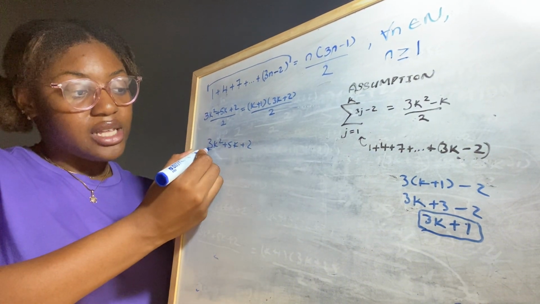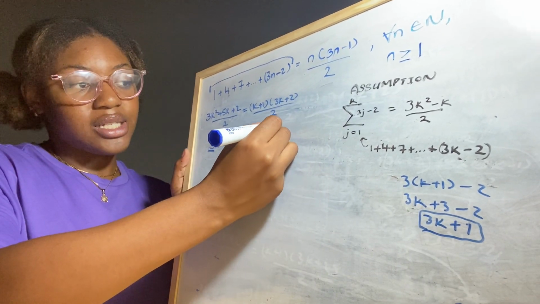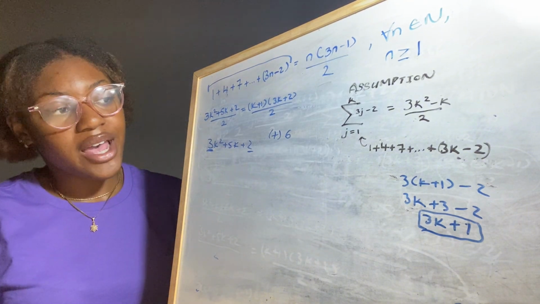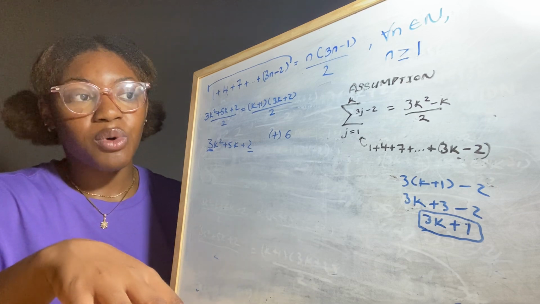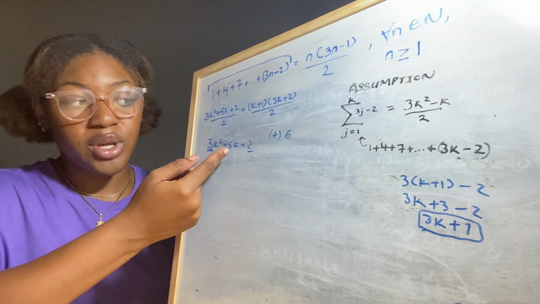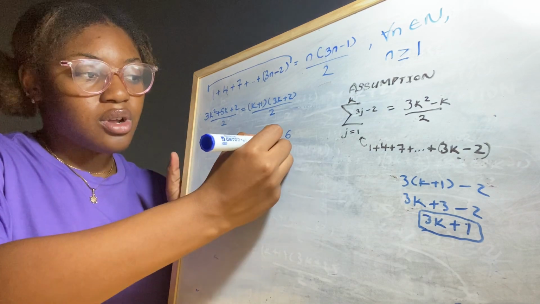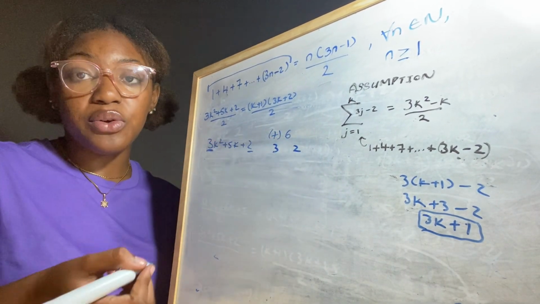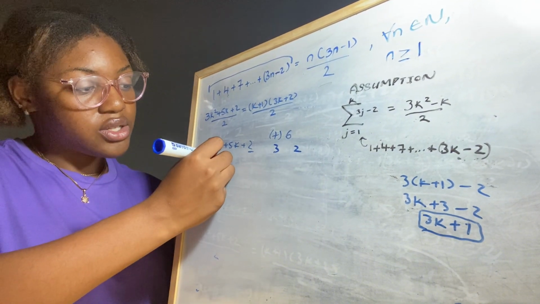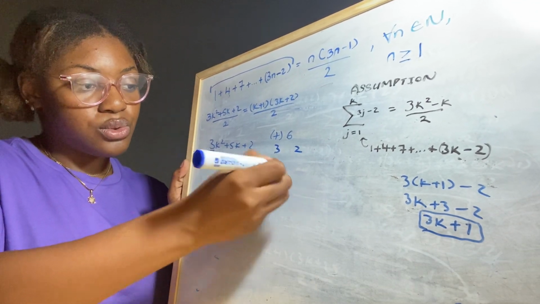So I'm using the AC method. So we're looking at the 3 and the 2. We're going to multiply them. When we multiply them, we get a positive 6, right? And all we're doing is trying to find two numbers that when we multiply them, we get the positive 6, and when we add them together, we get the middle term, the 5. And those two numbers would be 3 and 2. So positive 3 and positive 2. So we're going to have 3k squared plus 3k plus 2k plus 2.